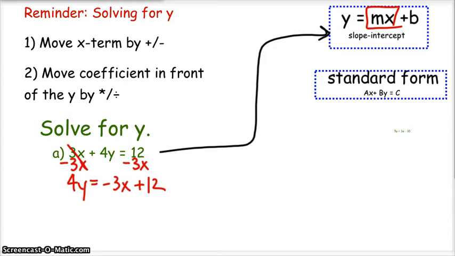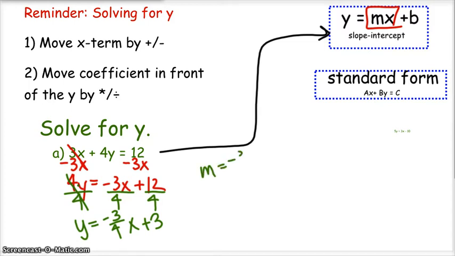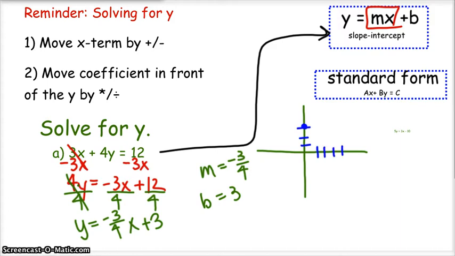Next, I need to separate the 4 from the y. Because those are being held together by multiplication, I'm going to undo it using division. What I do to one side, I do to the entire other side. Here, y equals negative 3/4 x plus 3. If you think about graphing this, your slope is negative 3/4. Your y-intercept is 3. So when you go to graph, I would begin at 3 on the y-axis, down 1, 2, 3 over 1, 2, 3, 4.